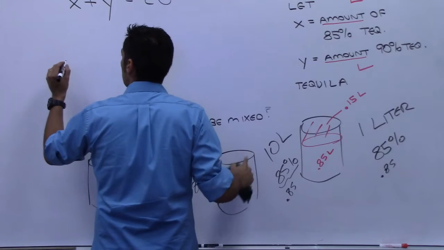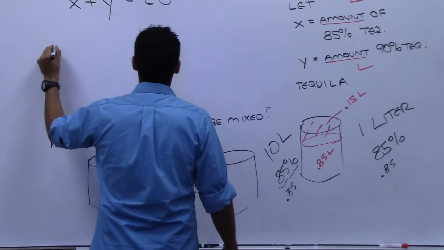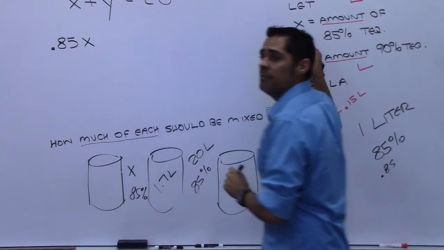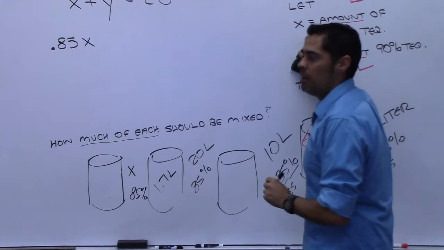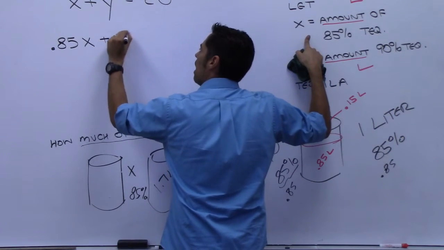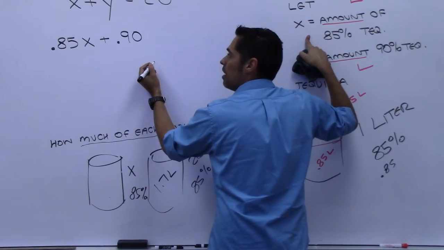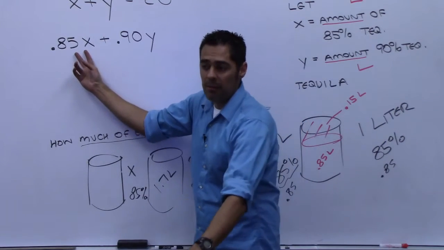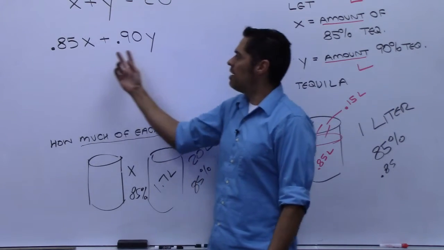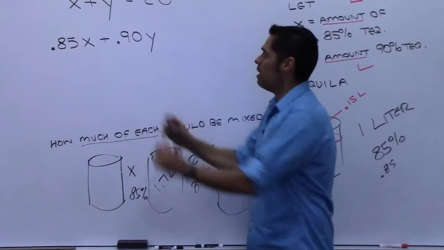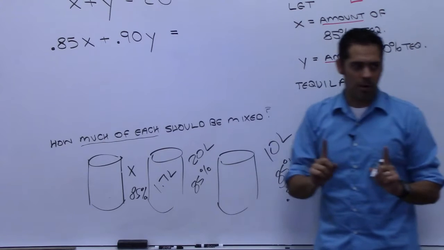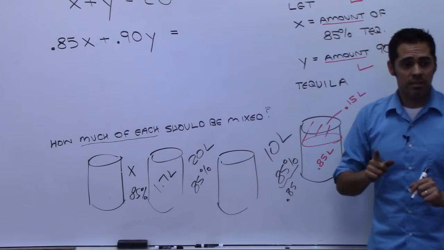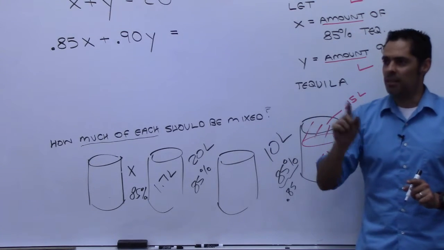Here's what we need. We take the 0.85, that's this one, and we multiply by how much we have, and we add that to the 0.90 concentration, which is 90%, times Y. That's how much alcohol is coming from the 85% mixture, and this is how much alcohol is coming from the 90% mixture. That needs to be equal to, this is a critical part, 0.87, that's the concentration, times 20, okay?